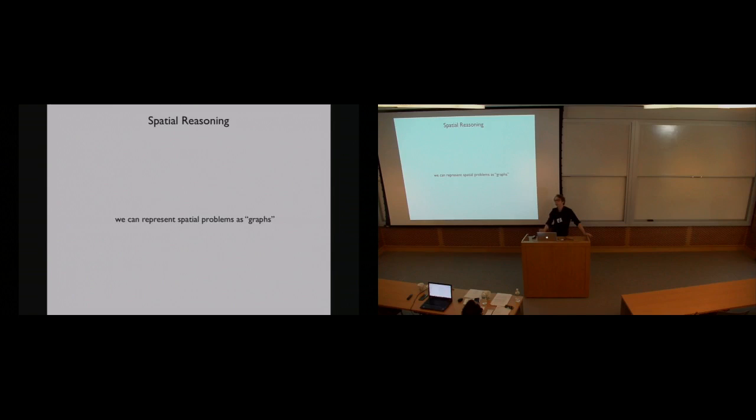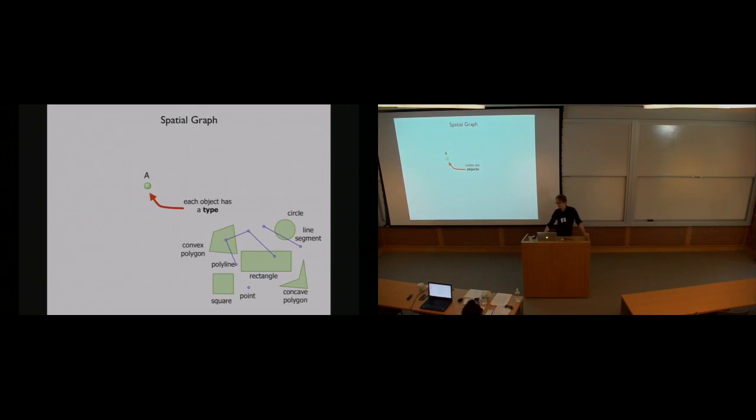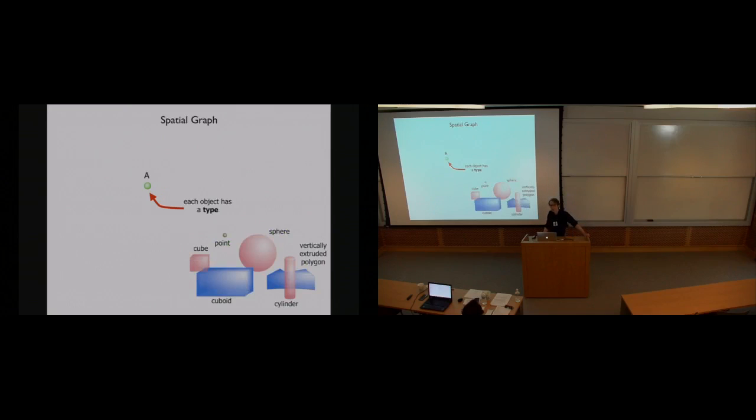Okay, so we can represent such spatial problems as graphs. The nodes in our graphs represent the objects. Each object belongs to a spatial domain or a type, so very open about the type. There's a lot of different things we could want to talk about: circles and points and lines, polygons, different types of polygons, concave and convex, squares. Of course, also 3D objects. We're also interested in 3D spatial domains, right? So 3D points and spheres and so on.